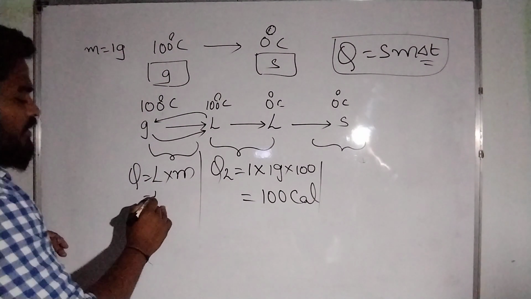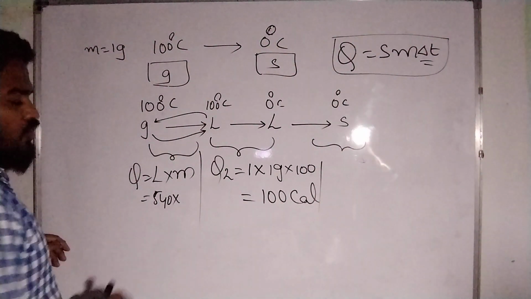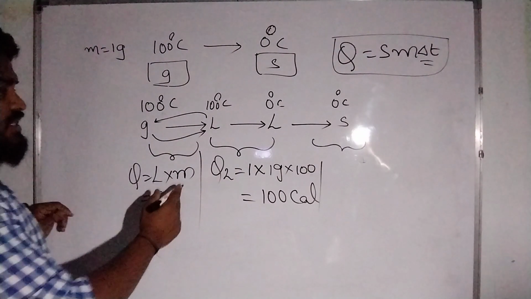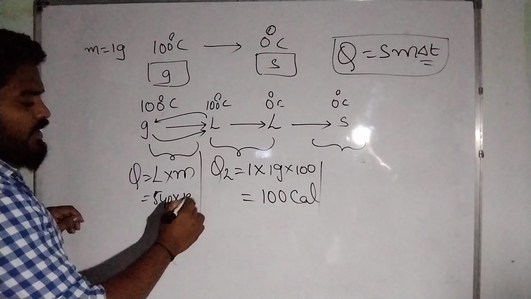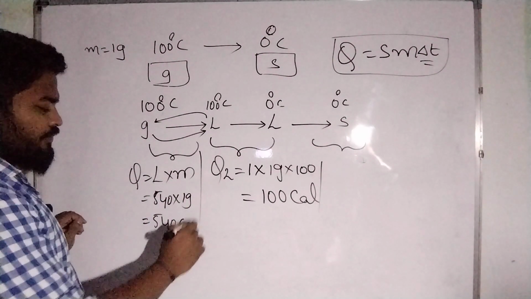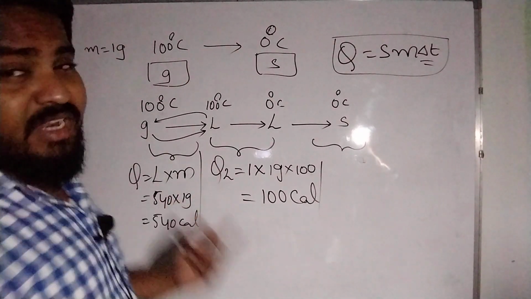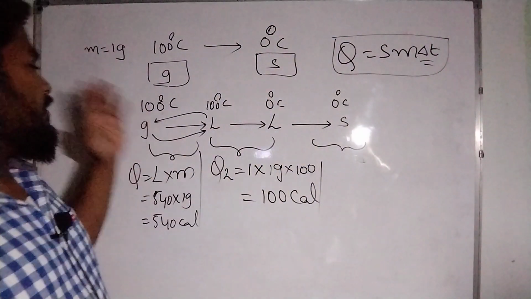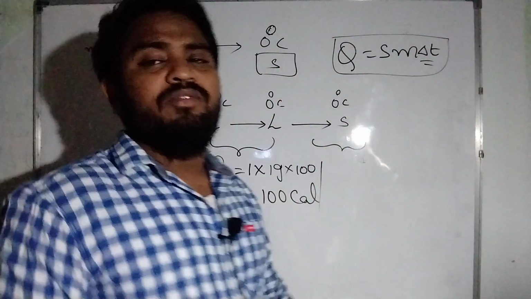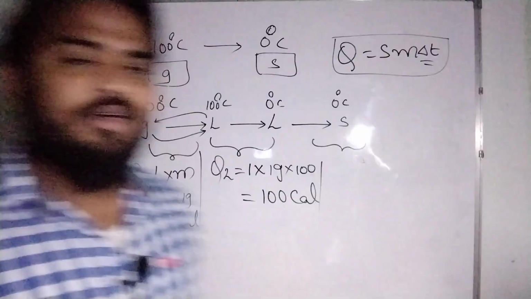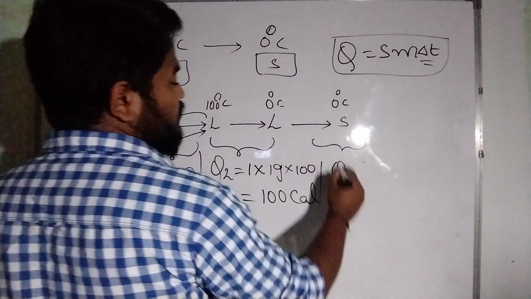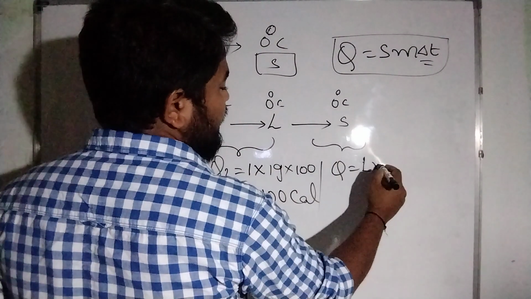So here the L value will be 540 calories, Q = L × M. L in the sense latent heat of vaporization, and M in the sense the mass of the water, 1 gram. If they give 2, we can write it for 2 grams. So 540 calories of heat energy is released when 1 gram of 100 degrees Celsius water vapor is converting into liquid at 100 degrees Celsius, right? Now we have calculated the first stage, second stage. The third stage, same formula we have to use. Q = L × M.